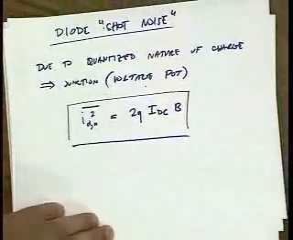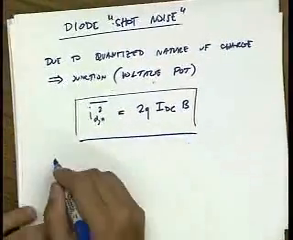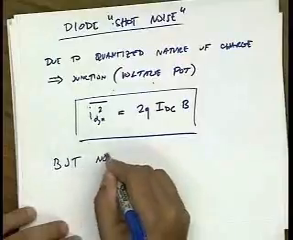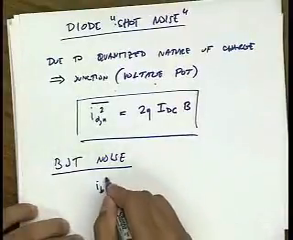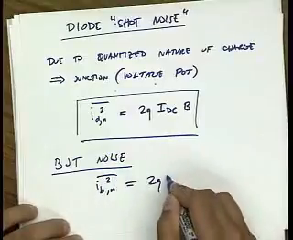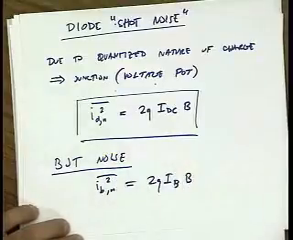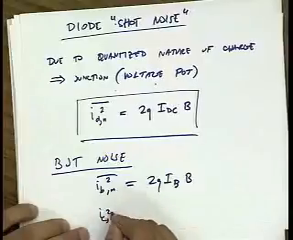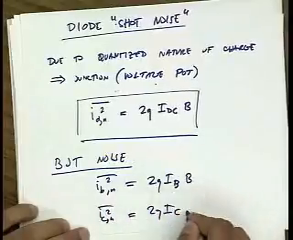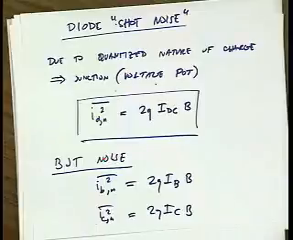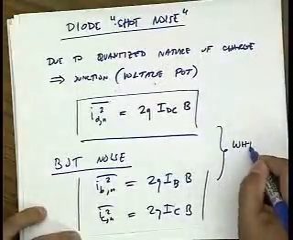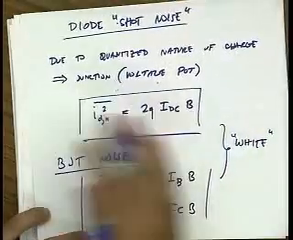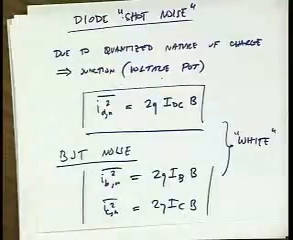What we'll find is that junctions in a bipolar transistor also generate shot noise. So if I look at the base current, it also generates shot noise. And if I look at the collector current, it also generates shot noise. Okay? And these shot noises are also white. In other words, they have a flat frequency spectrum.